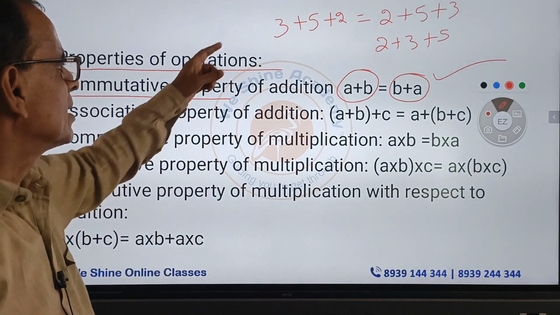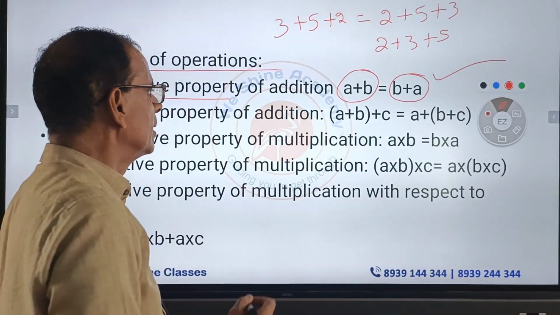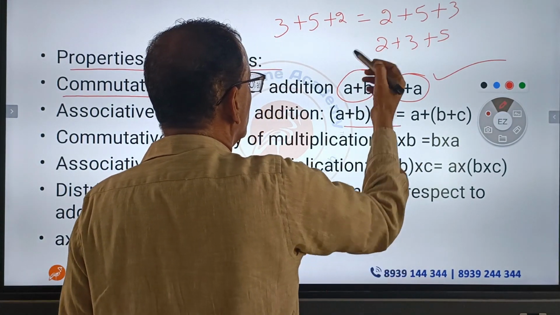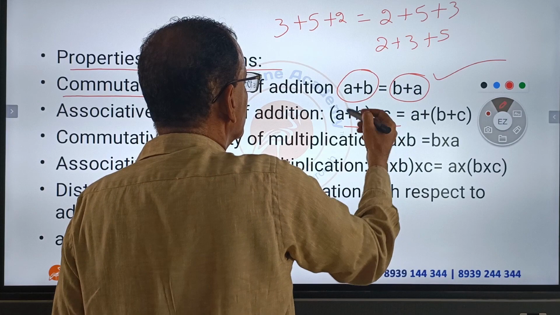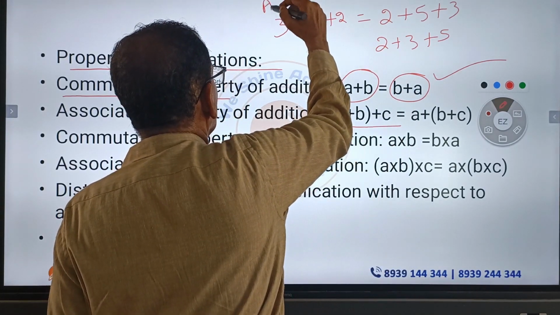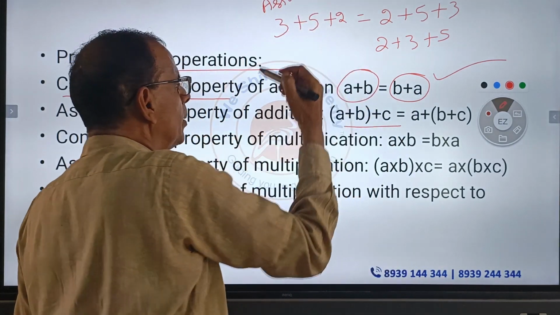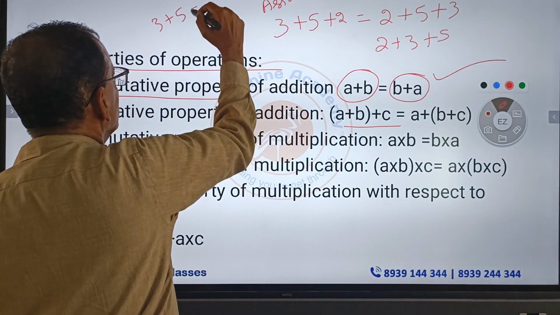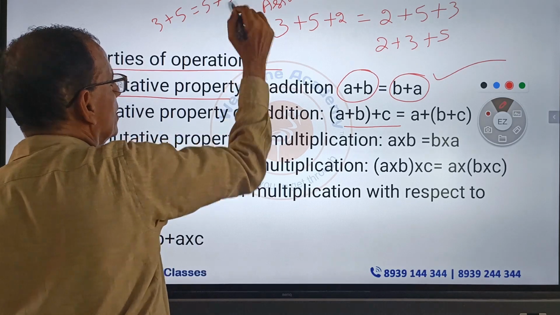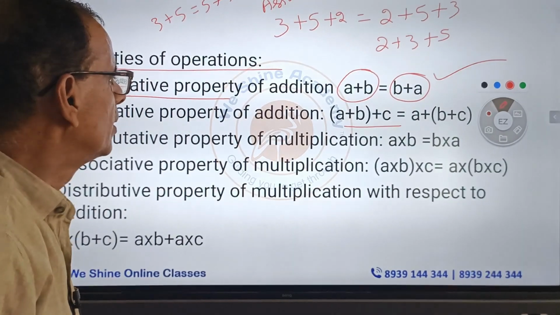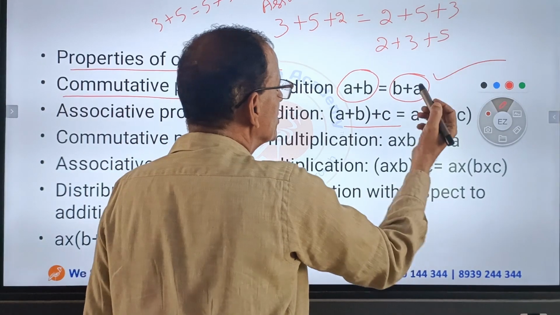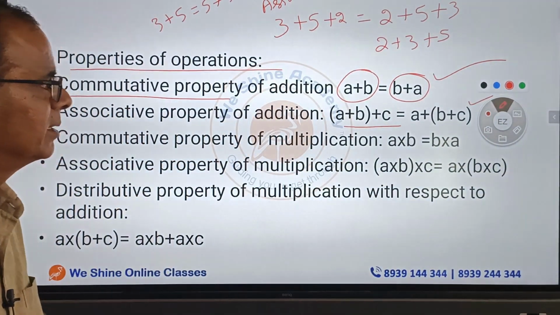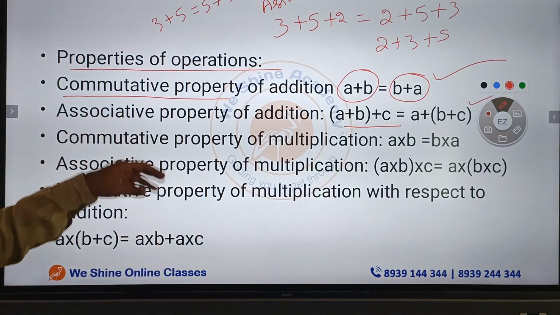Whereas this is the associative property. Here you take only 2 numbers for the commutative property. Suppose 3 numbers are here, this one you take as the associative property. Commutative property, 2 numbers only you take. 3 plus 5 is equal to how much? 5 plus 3. That is commutative. A plus B plus C is equal to what? A plus B plus C. The value will never change. Just now I showed. That is the associative property.